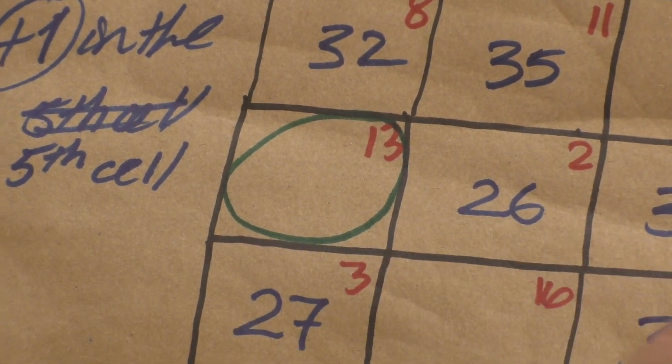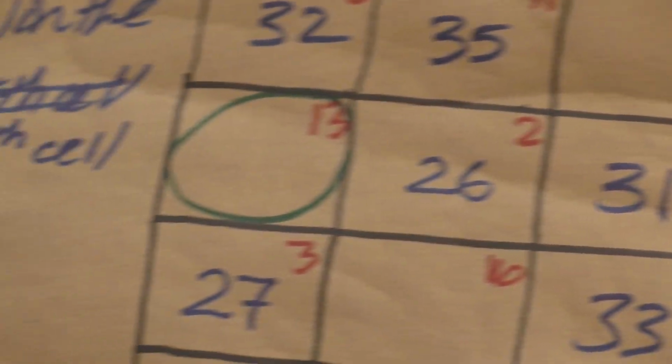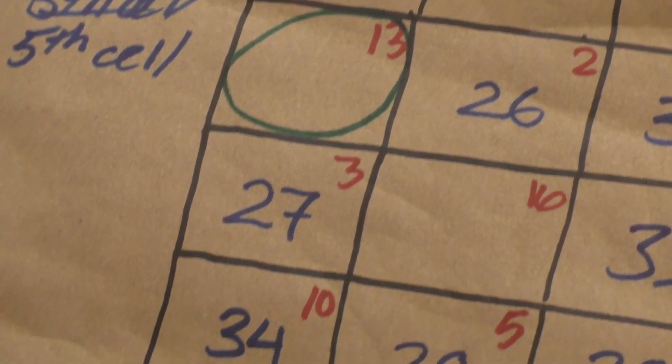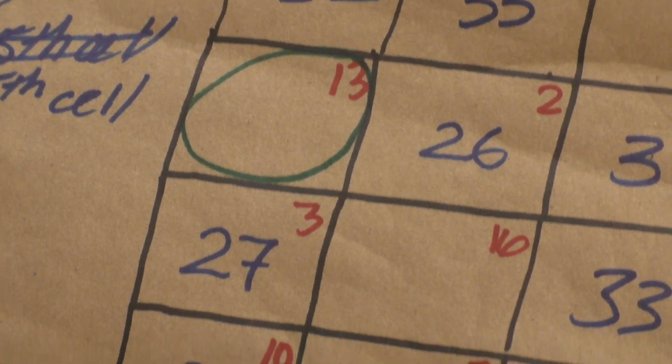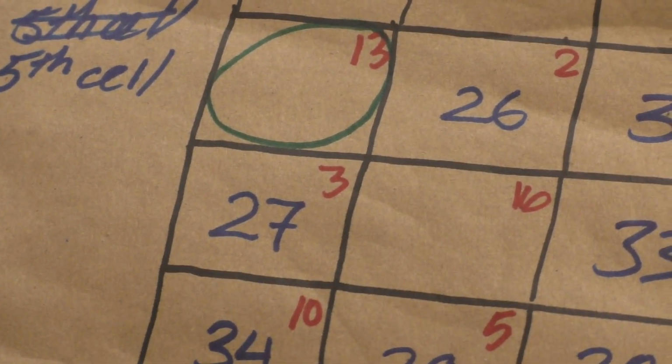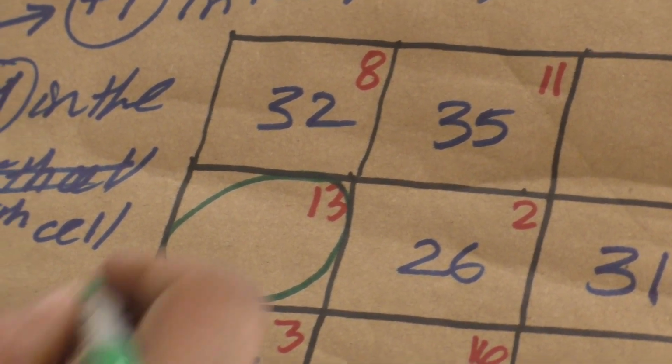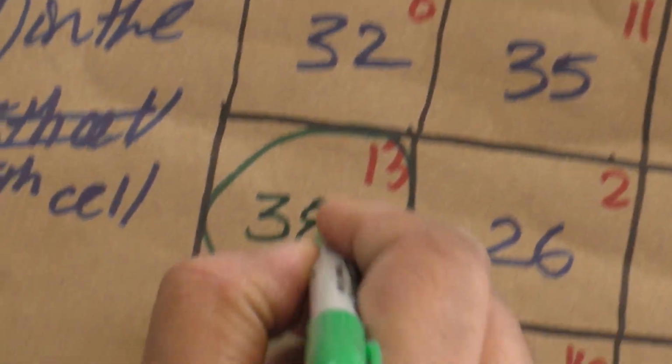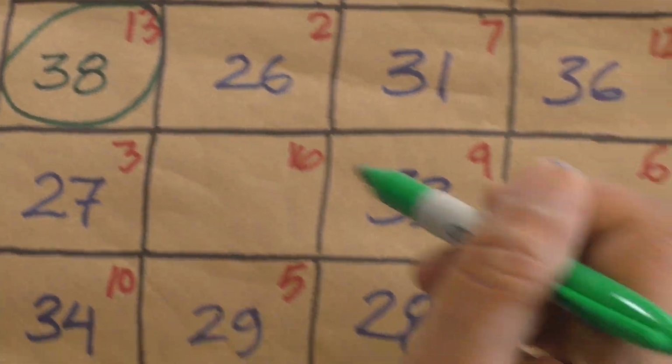You don't put a 37. It's 36 here, so it would be 37, but we're not going to write in a 37. We are going to write in a 38. So we have 38 here. Then we go to the 14.